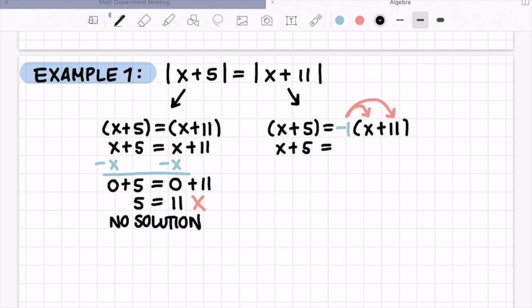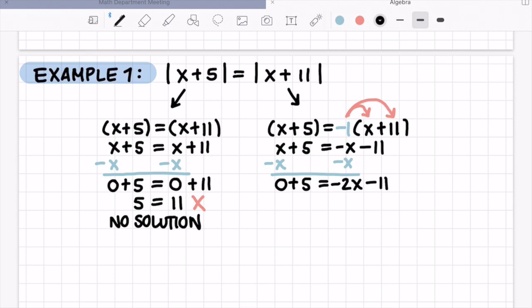So negative 1 times x, that just equals negative x. Negative 1 times 11 equals negative 11. Now we can solve for the x by combining the like terms. So I'm going to combine my x's first. So I'm going to subtract x on both sides. When I subtract x on both sides, I get 0 plus 5, negative x minus x, that equals negative 2x. And I'm going to drop down the negative 11.